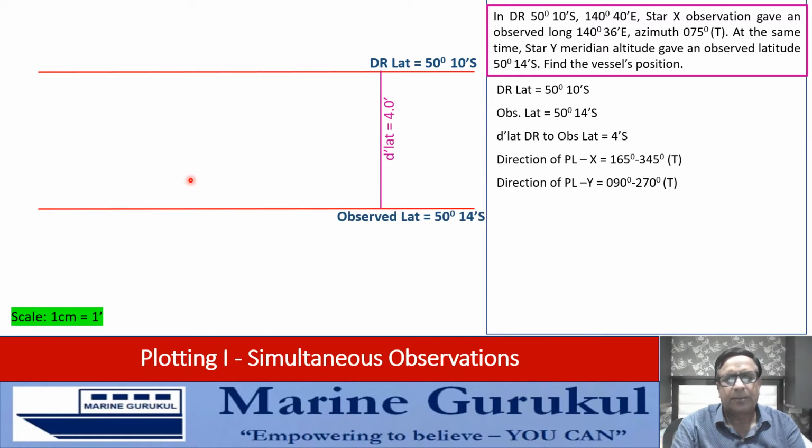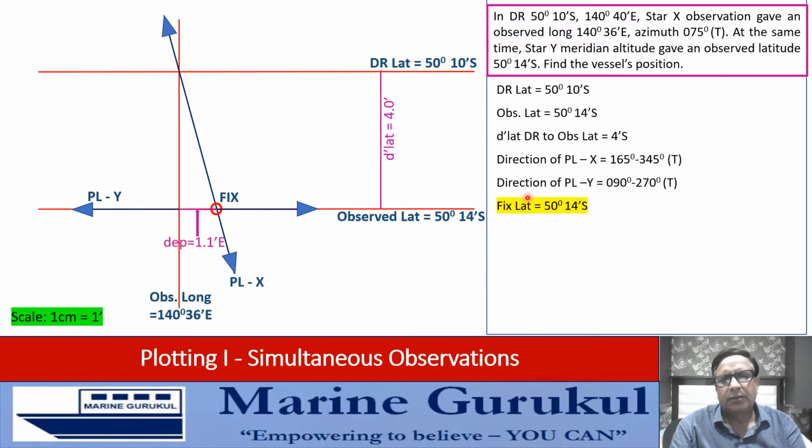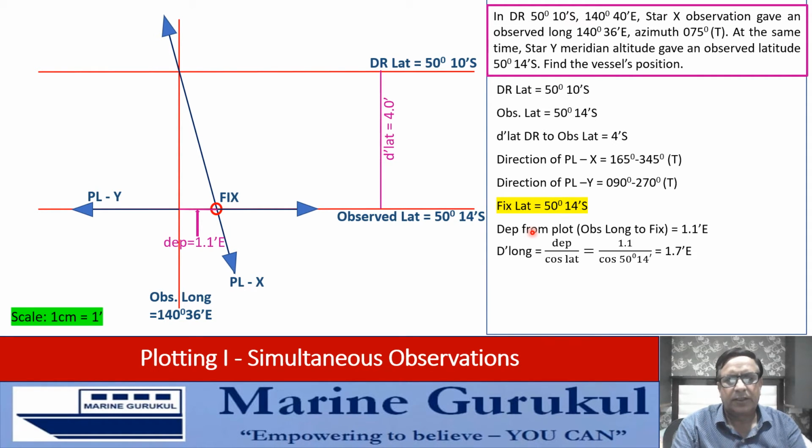The two parallels have come up. We have the observed long meridian coming up. We have the PL for X. We have the PL for Y. We have the fix being identified here. We have the departure here, and then the same calculations as in the earlier discussion being carried out to get the coordinates of the fix.